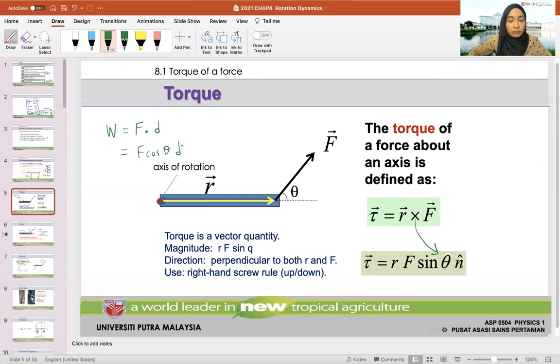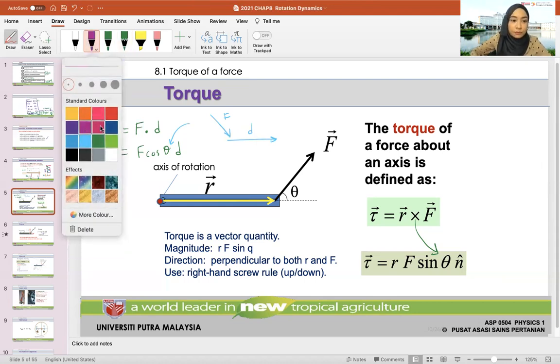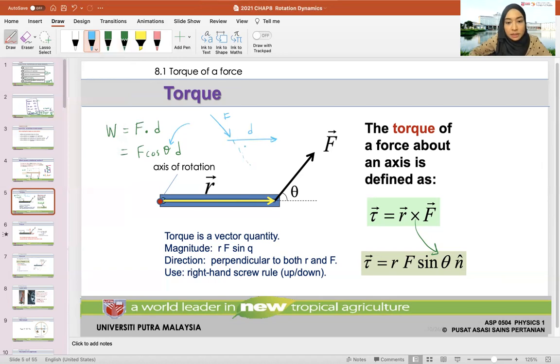What does the theta mean? What does it refer to? Ingat lagi tak? What does this angle refer to? So if I have force this way, but my displacement is this way, what does the angle represent? Angle between force and displacement. Yes, angle between the force and the displacement. So if I extend this, I can say, okay, this is the angle.